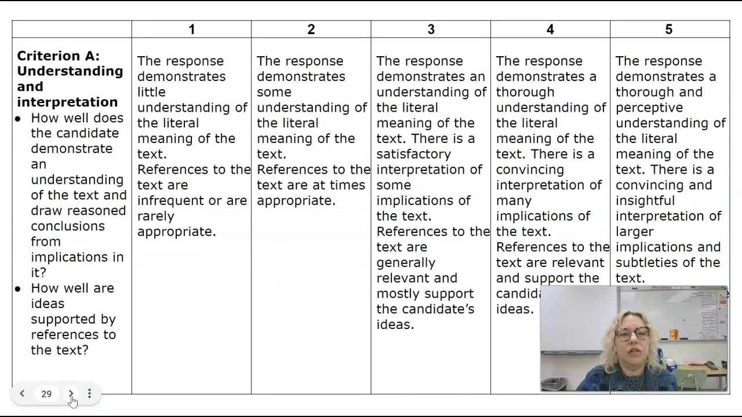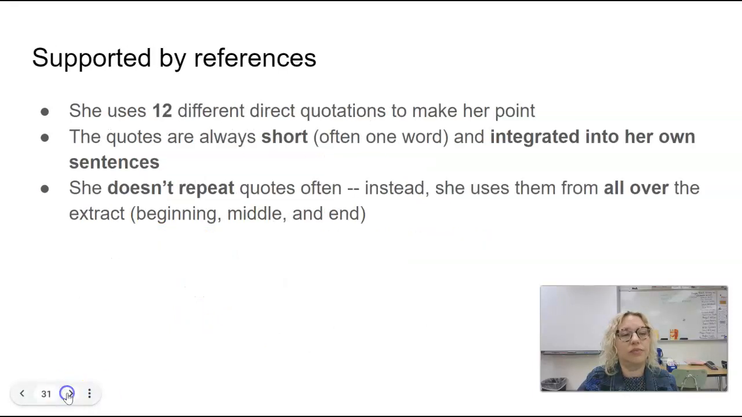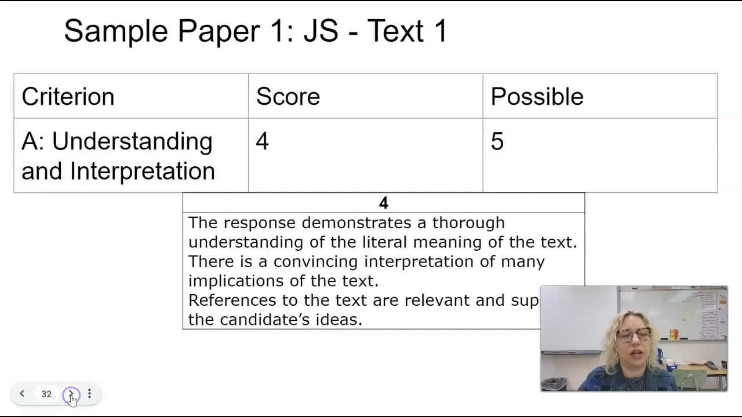So on criterion A, interpretation, she explains with precision that the imagery used, description of letters, or the type of imagery used, was letters, apples and garden life, time, and the passing of time. And she labels specific feelings created, like regret due to unfinished business. She felt useful and now useless. Feelings of longing. She had some good support. She had 12 different direct quotations to make her point. They were always short and integrated into her own sentence, and she doesn't repeat them. Instead, they're from all over the extract. She got a 4 on this one, so she got the same as the first one. I guess she got a 4 on the first one, didn't she?